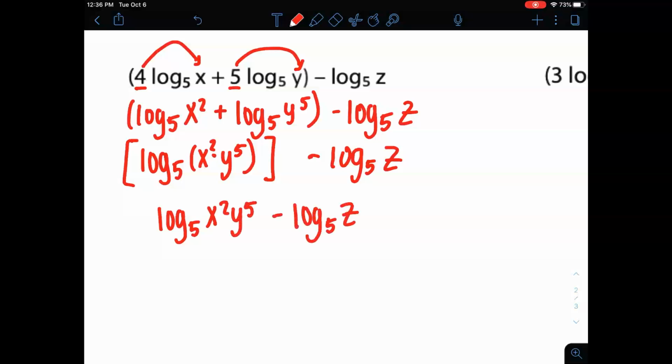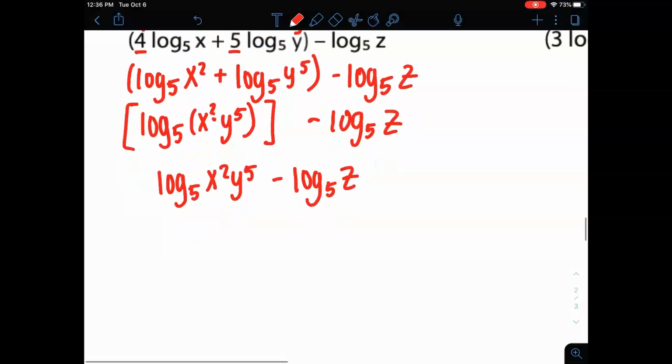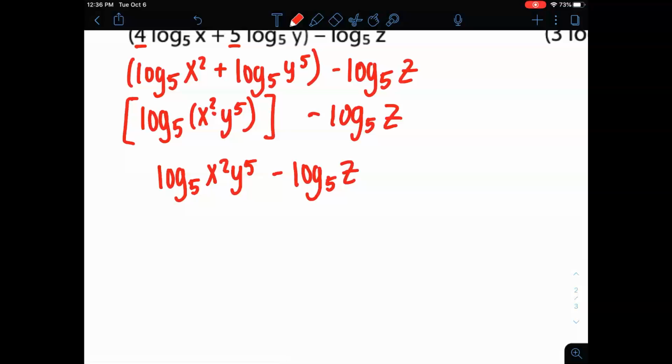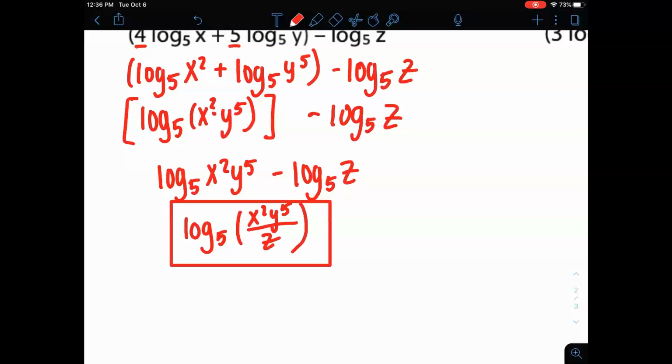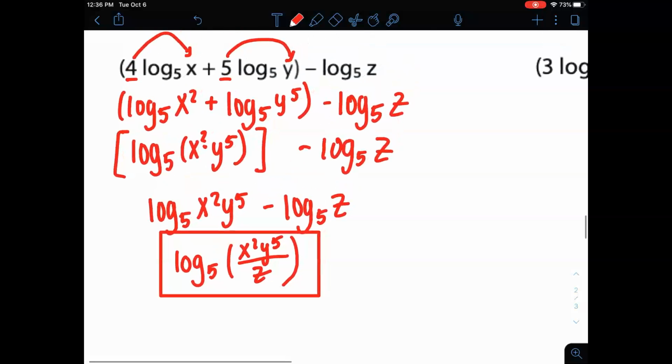And now it's very easy for us to finish this problem off because we have a subtraction, which means we turn this into a fraction since they have the same base value: x squared y to the 5th over z. And again, that's going to be my final expression here.